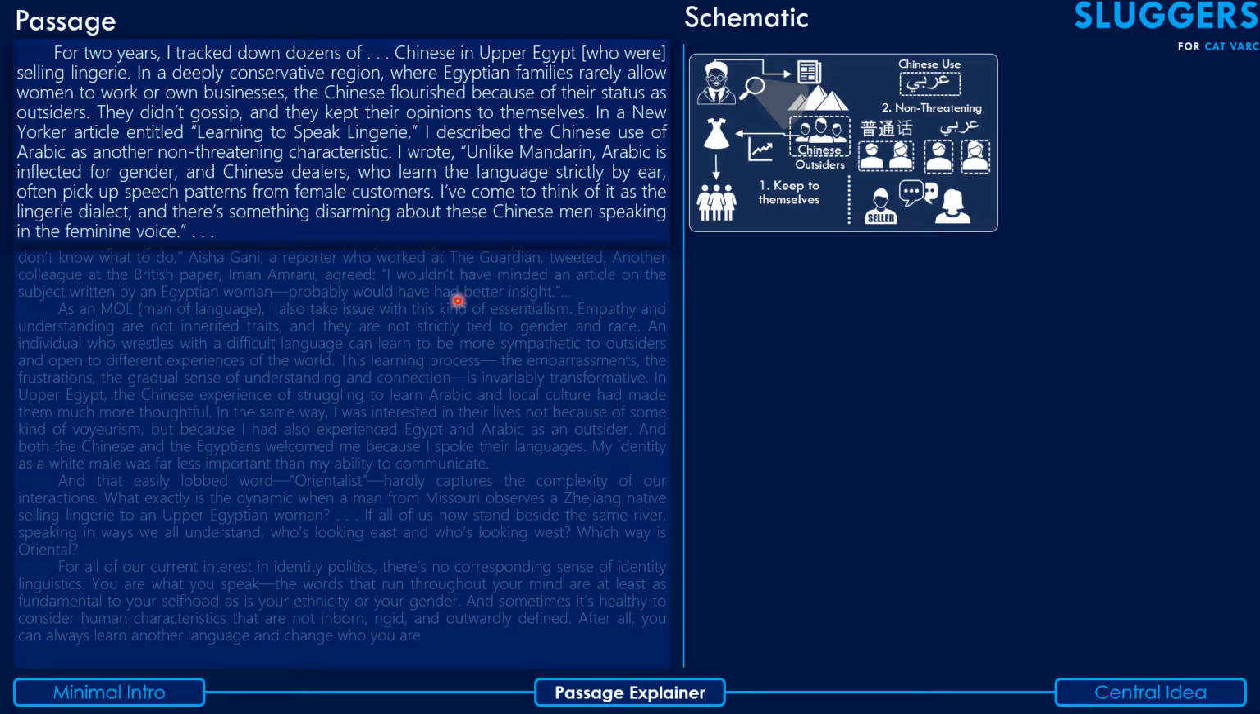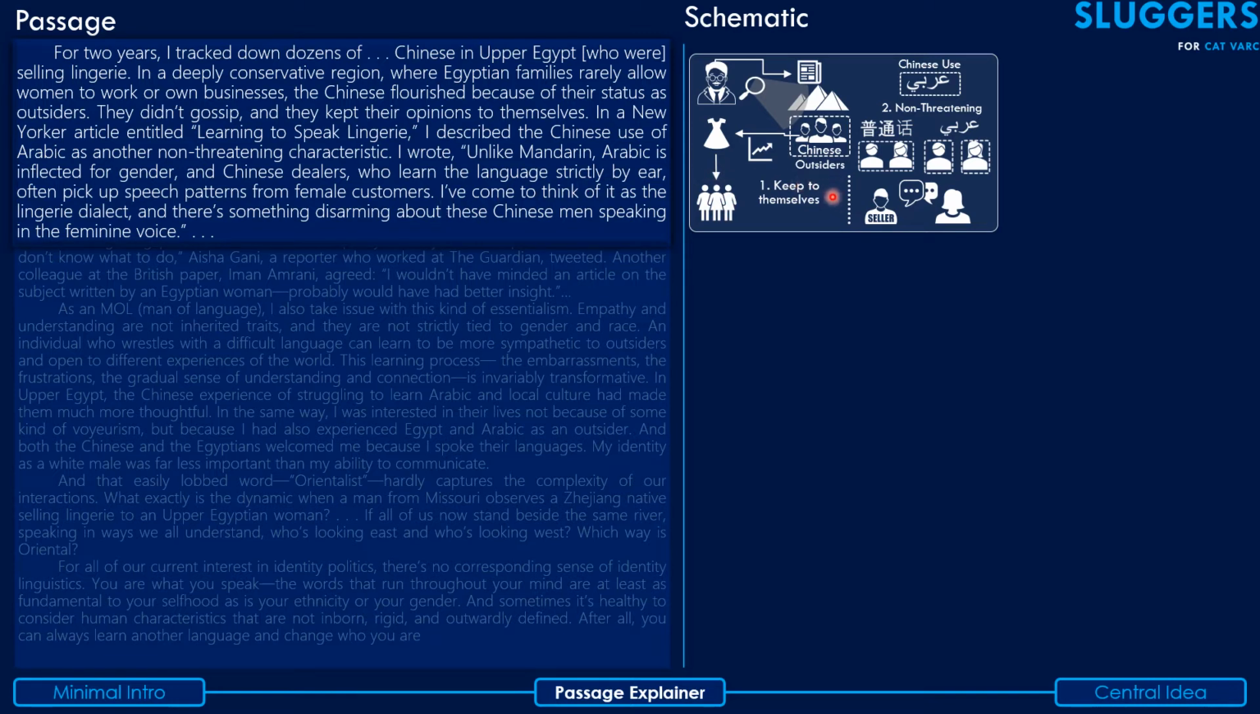Okay, guys, so what the author has tried to do in the first paragraph is basically just set up a backdrop and context for what is to come in the passage. And it starts with talking about some peculiar observations of his in the upper regions of Egypt, where he found the Chinese traders flourishing quite well by selling lingerie to women. He finds it to be especially surprising because it's a very conservative region, right? So conservative that even the Egyptian families rarely allow women to work or own businesses. And in such a conservative region, the Chinese are still able to flourish by selling lingerie to women. And that's what he finds a little counterintuitive.